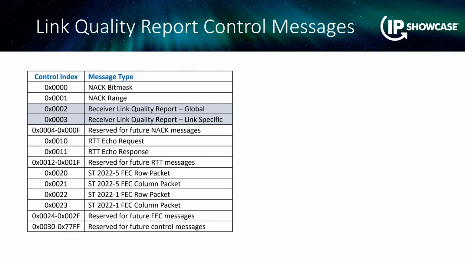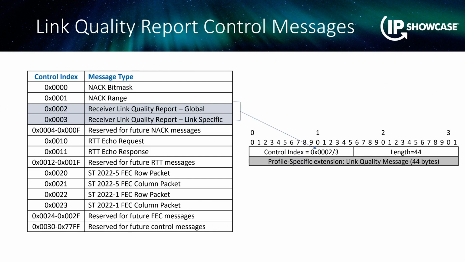This is not a presentation about RIST Advanced Profile, so you gotta trust me, there's a place in there where there's a code and where you can define new messages. So we define new messages here, two of them, a global and a link-specific. So this is the header of the packet. So think of it as a packet, and then the profile-specific extension is here. Same message, same 44 bytes, but now encapsulated as a RIST Advanced Profile control message. Multi-link.